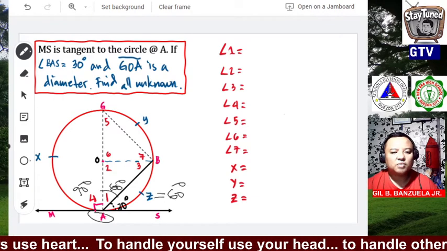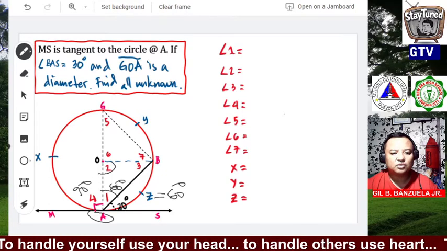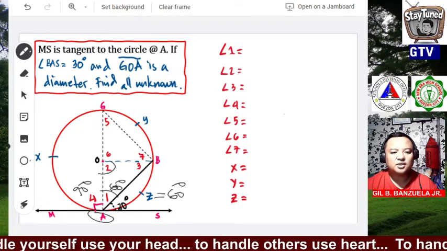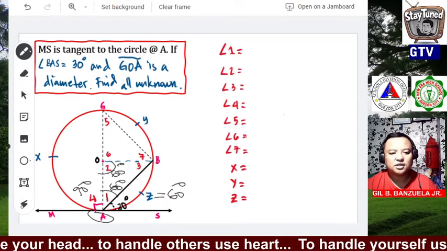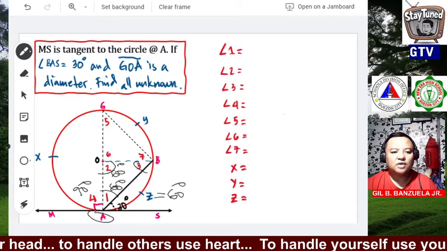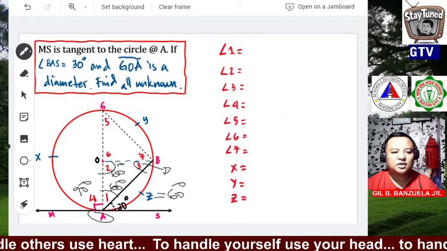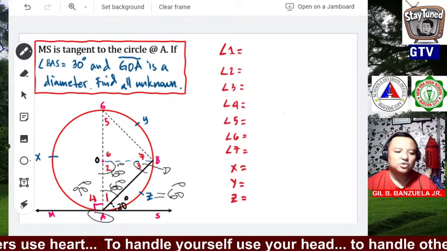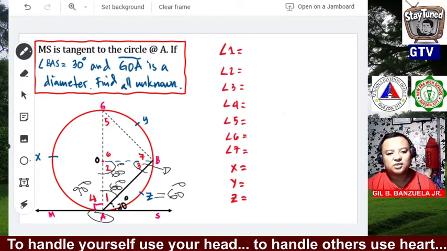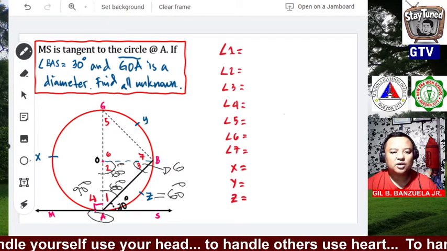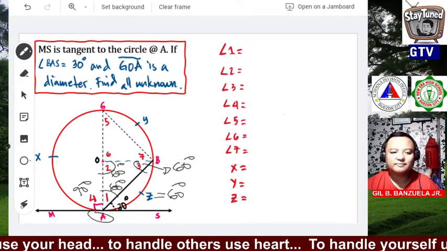Now, kung makikita ninyo, yung arc AB is intercepted by a central angle 2. So, therefore, dahil ito ay central angle, equal lang siya ng intercepted arc. So, 60 degrees din. Now, ano na ngayon ang measure ng angle 3? Napakasimple. Ang total sum ng interior angles ng isang triangle is always equal to 180. So, kung meron na akong 120, because 60 plus 60 is 120, so, kailangan ko na lang ng 60 degrees to make it 180. So, yan.